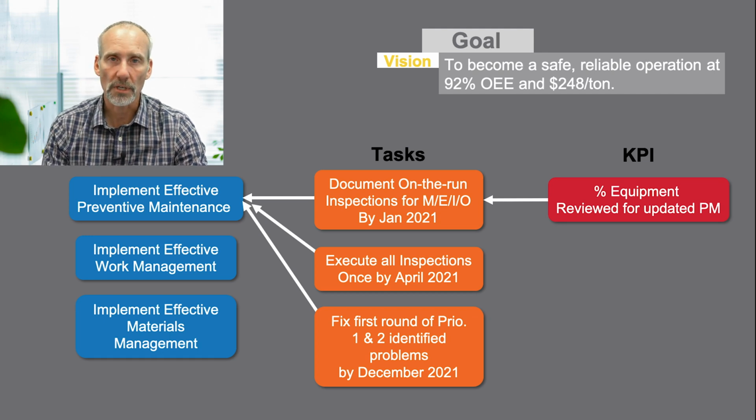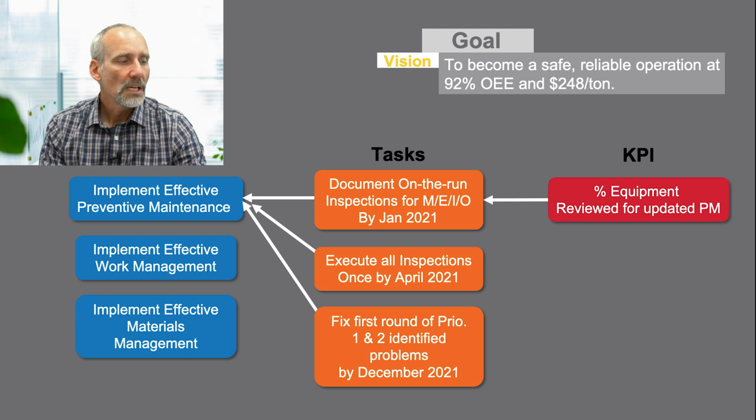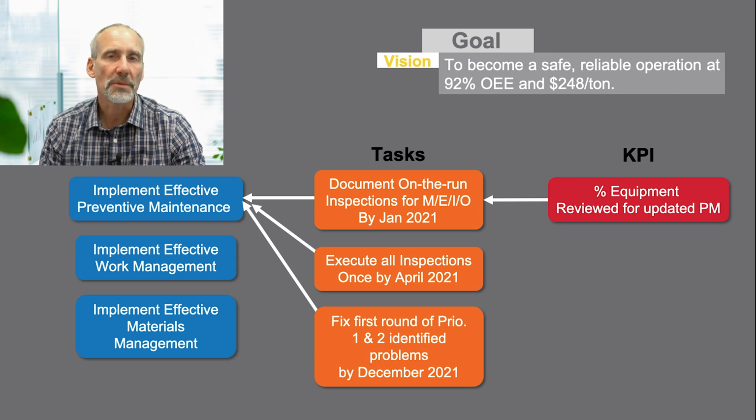It's probably going to be more. It's a lot more to preventive maintenance than these 3 tasks. But let's just take that as an example. And then for each task, we can then say, for example, the first one, right? Document on-the-run inspections, mechanical, electrical, instrumentation operations by January 2021. Then we say, okay, how are we going to measure that? So the last piece is, what are the KPIs?